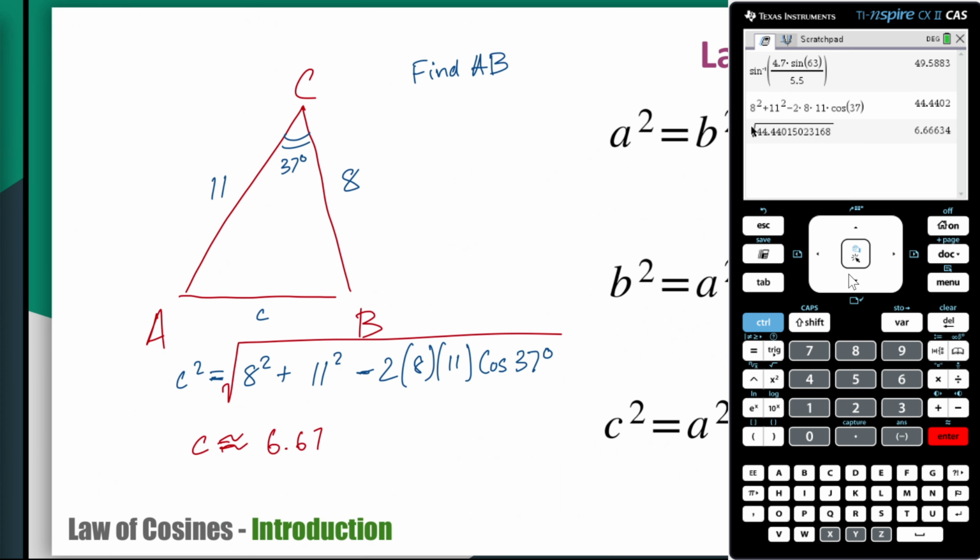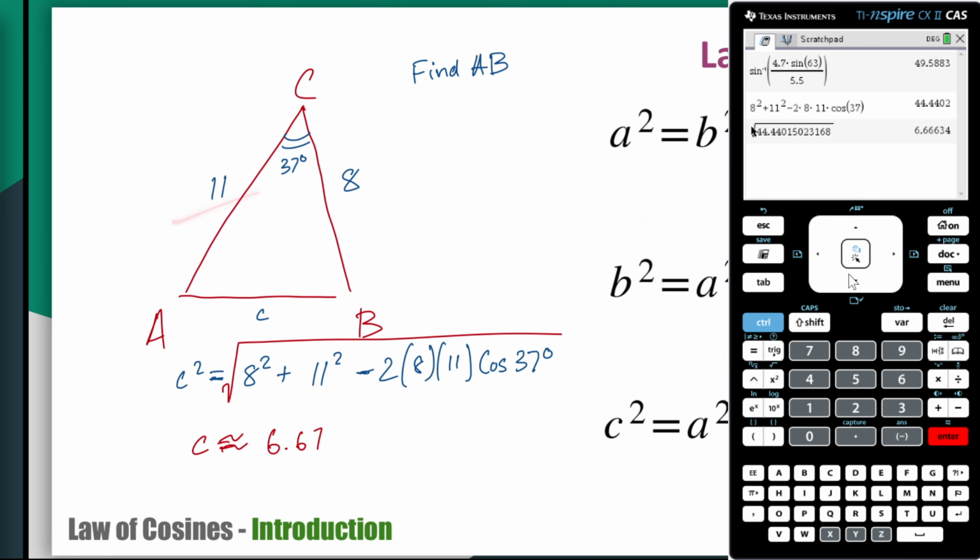Okay. Now, if you look at this, that makes sense, right? Think about this. If this angle is 37 degrees, these angles pretty much have to be bigger than 37 degrees, right? In order for this to add up to 180.